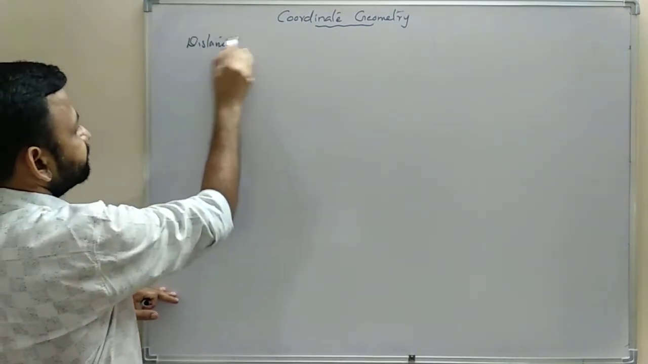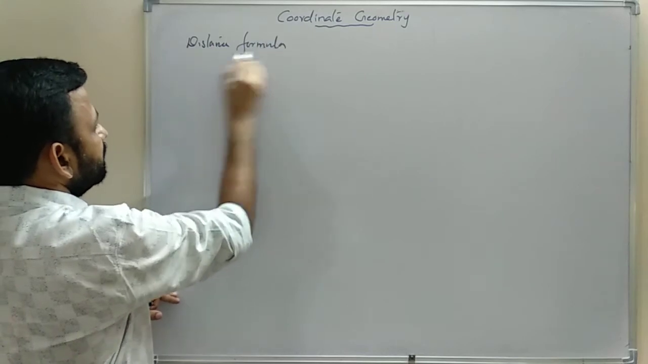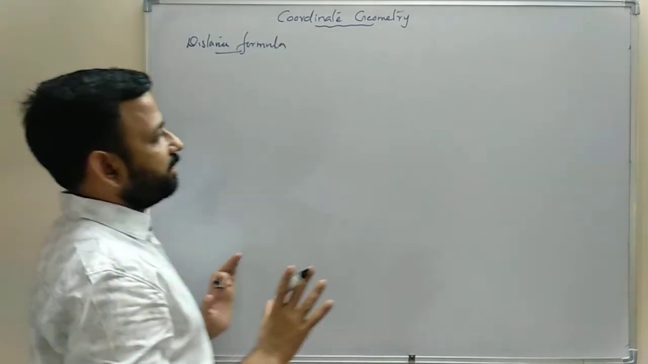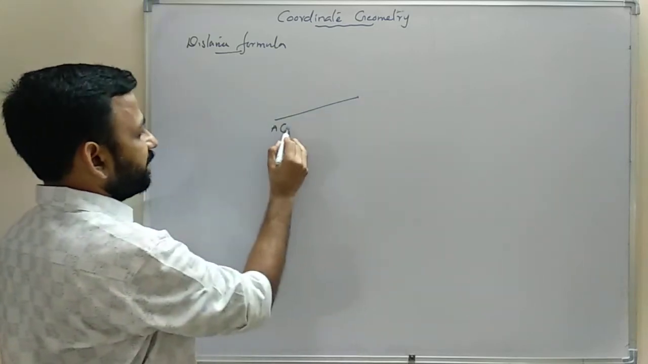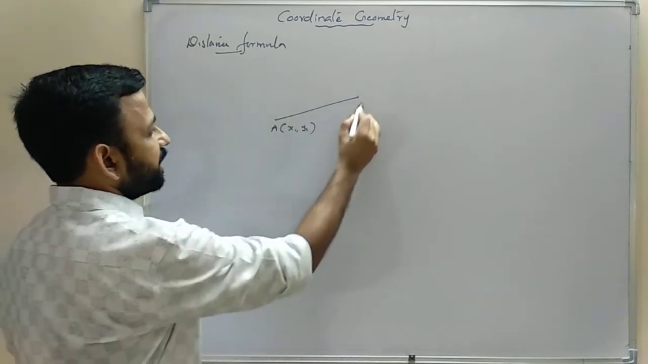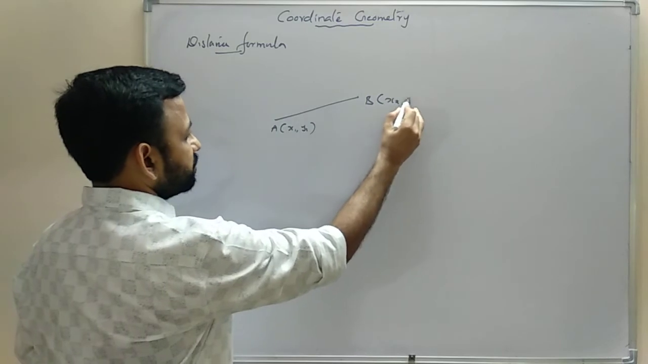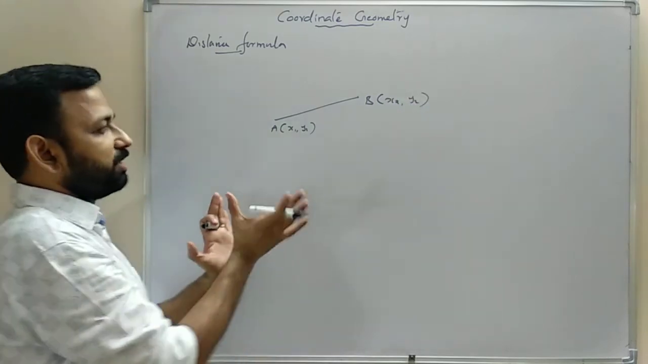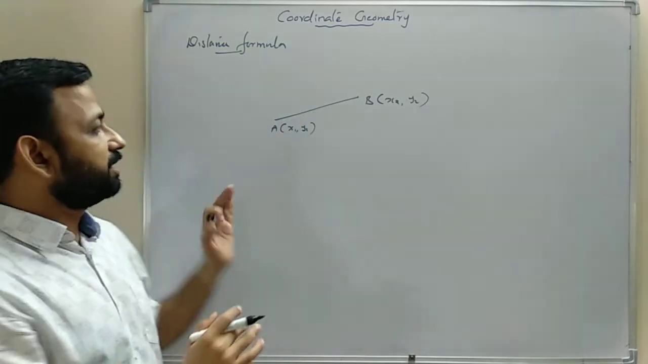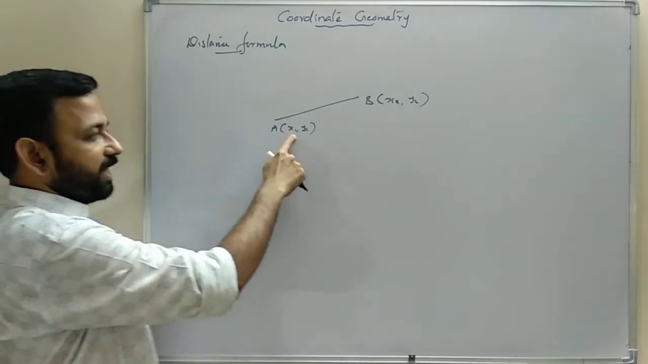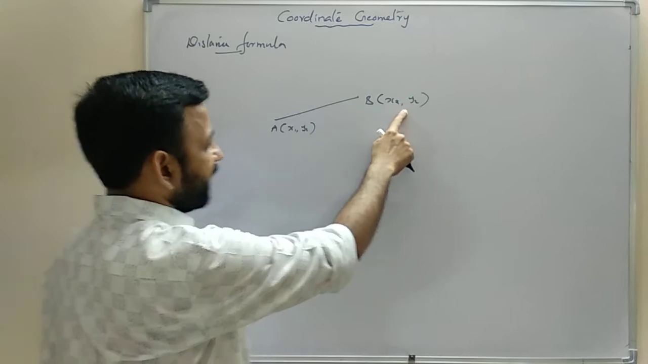Distance formula. Here we will learn how to find the distance between two points. Here A has coordinates (x1, y1) and here B has coordinates (x2, y2). So now we know the location of the points A and B.